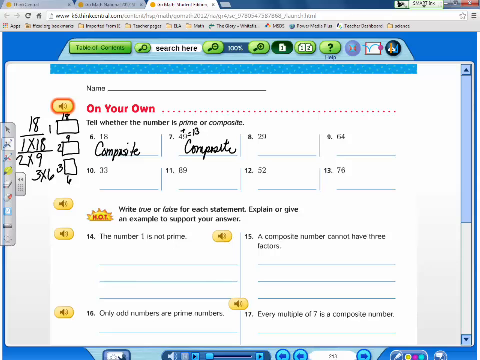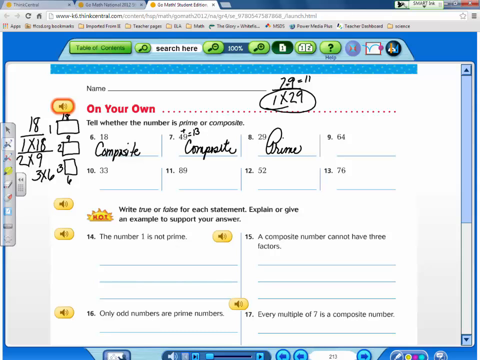Let's look at 29. If we were to make a factor tree for 29, all we could come up with is 1 times 29. It's not an even number, so it's not divisible by 2. 9 plus 2 is 11, so it's not divisible by 3. It's not divisible by 5. It doesn't end in 0 or 5. It's not divisible by 6 because it wasn't divisible by 2 or 3. So this number, since the only way we can make it is 1 times the number, is something we would call prime.